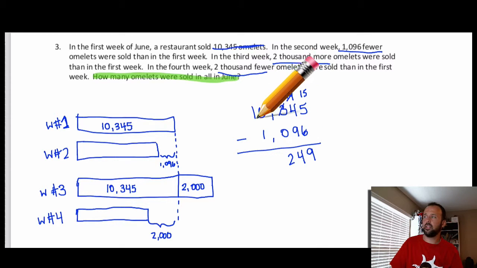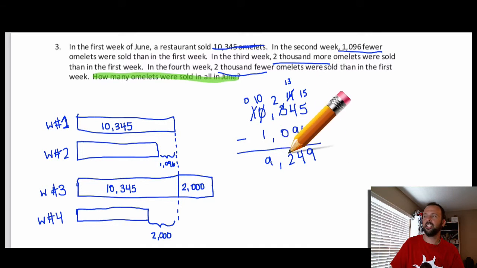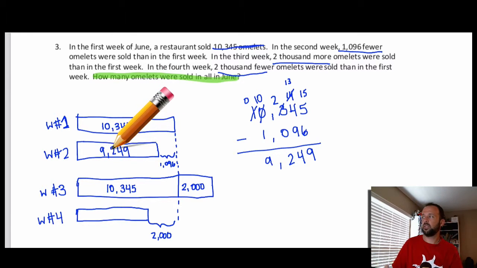And I could do this and borrow again if I want to, and do this as 0, and then this guy is 10. Or I could just think of it as 10 minus 1, which is 9, either way, okay? So we know now that week 2 is 9,249 omelets. That's how many they sold. So not too much less than their first week, but about 1,000 less, right?